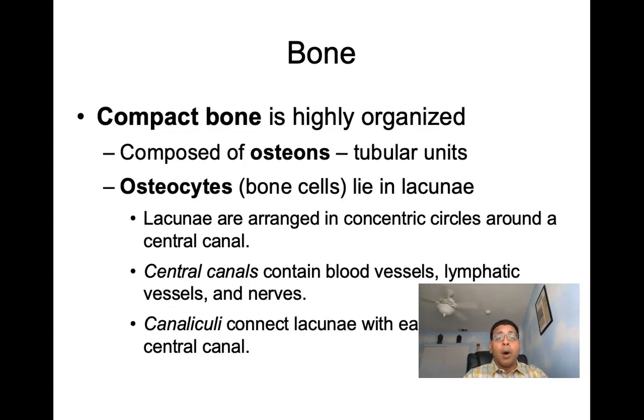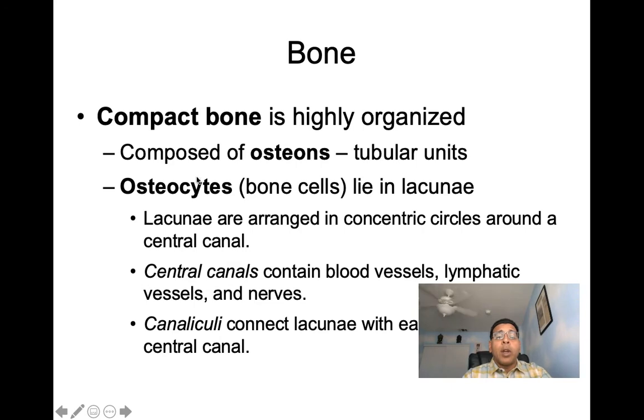Now, when we talk bone, we talked about having two different types, right? Compact bone and spongy bone. So let's talk compact bone first, and then we'll jump into spongy bone. Compact bone is very highly organized. It's composed of osteons, we said. These are the tubular units we saw.